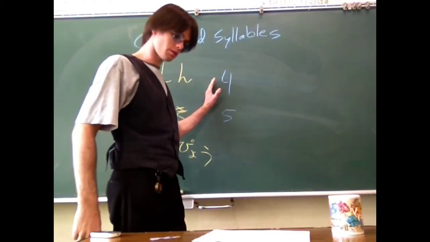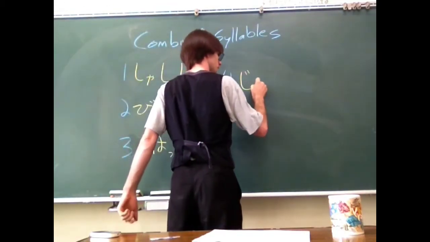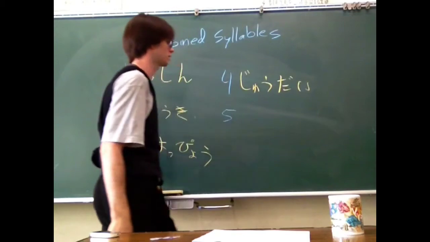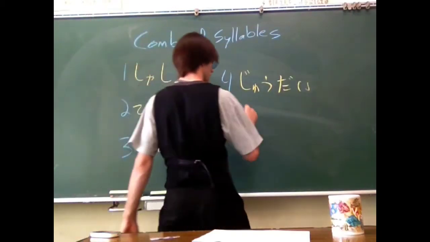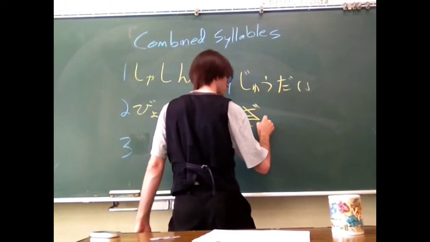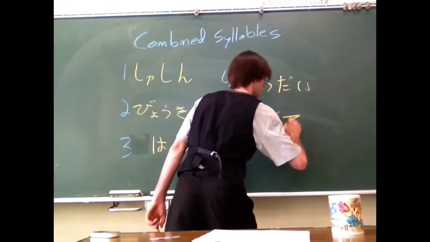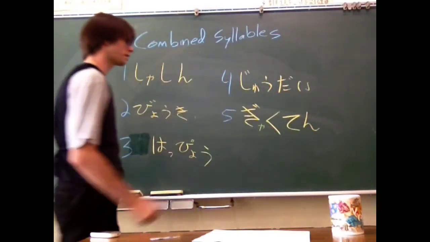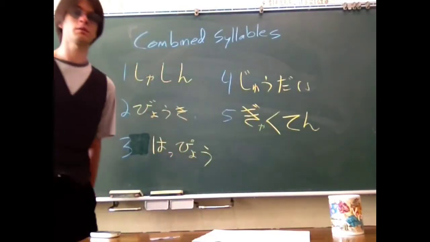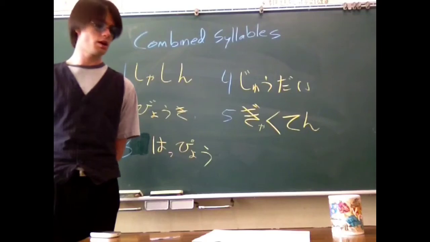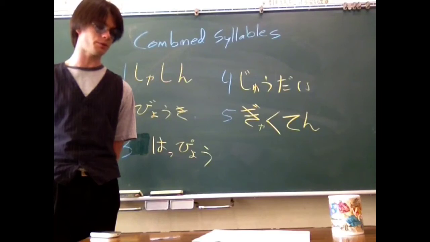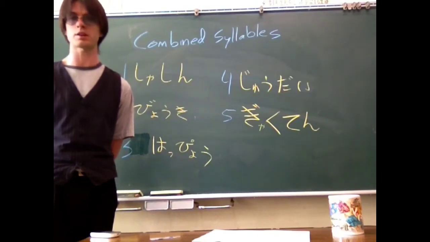Number 4 was judai. And number 5 was gyakuten. Gi. Ya. Ku. Ten. Gyakuten. Alright, so that's all your combination syllable things. So far you should have what, like 6, 12, 18, 20, 24, 25, 29-ish maybe? Yeah, something around there, I didn't actually count.